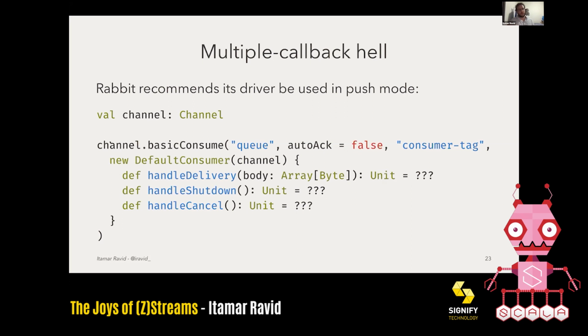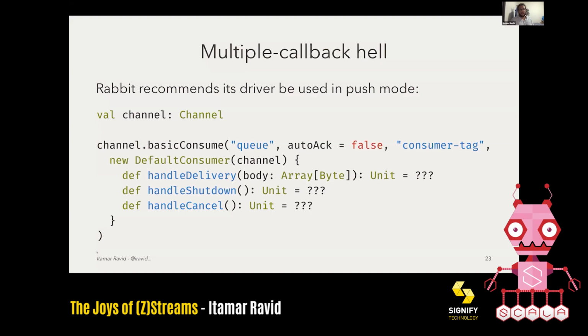So what we're doing is channel basic consume. This means I want to register a consumer that will be called when there are messages available. And this consumer has 3 callbacks: handle delivery, when there's a message, handle shutdown, and handle cancel. And RabbitMQ will call the driver when there is a message available. Okay, so we've done that. Our main thread continues down here.